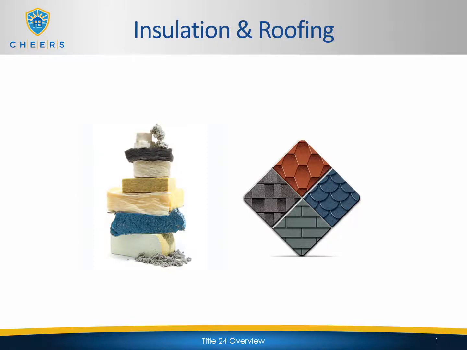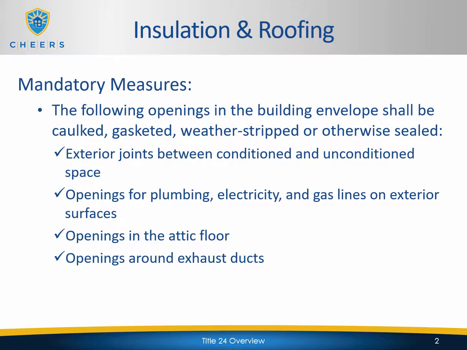And now we move on to insulation and roofing. So for mandatory measures, the following openings in the building envelope shall be caulked, gasketed, weather stripped, or otherwise sealed. The exterior joints between conditioned and unconditioned space, any openings for plumbing, electricity, and gas lines on exterior surfaces, any openings in the attic floor, and/or any openings around exhaust ducts.